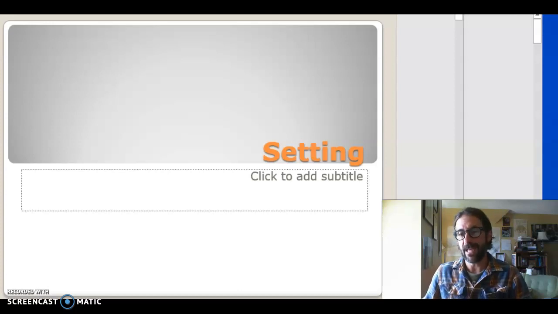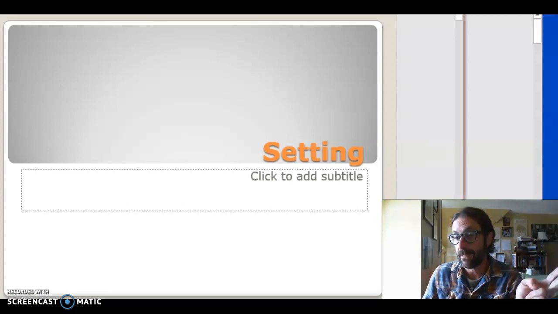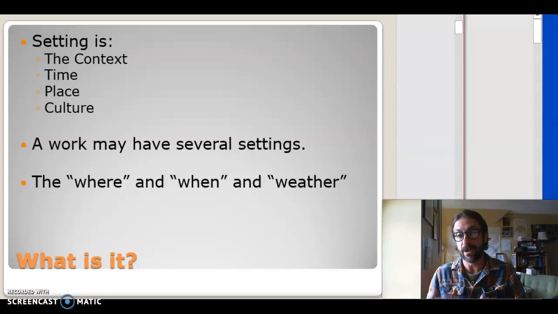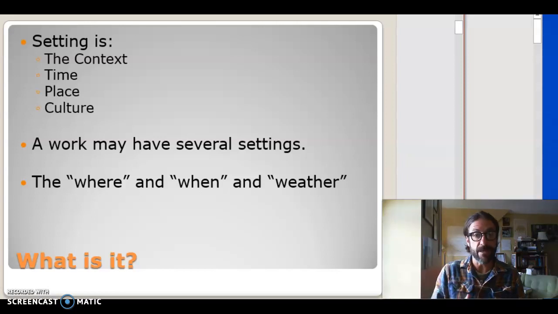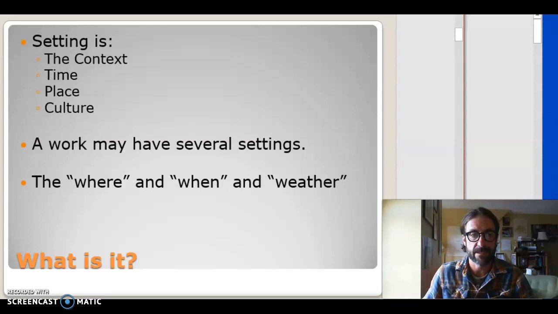But here we go. So setting, when I think about it, is 3 W's. We're talking about the where, we're talking about the when, and we're talking about the weather. And a work may have several settings. We're going to see that in some of this week's stories. And when we're thinking about the setting, it's the context for where the action occurs. It's the time of day, the time of year, the place itself, and everything that place brings with it. And then finally, the culture of that place.